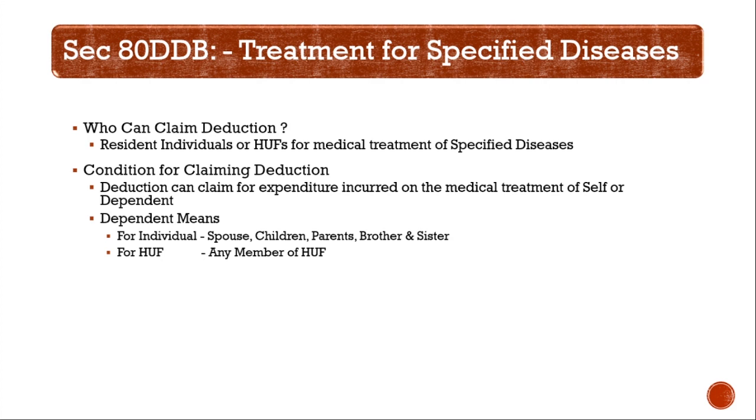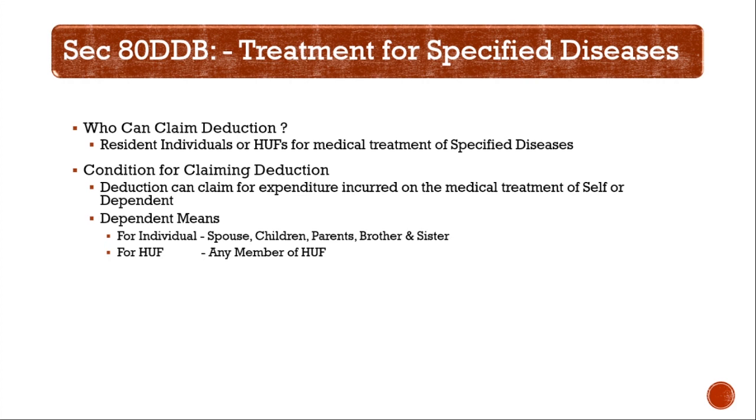Yeah, there are certain conditions. What are the conditions? Let us have a look. If any assessee is suffering with the disease and is incurring the expenditure, he can claim the deduction. If any dependent of the taxpayer is suffering with the disease and the taxpayer is incurring the expenditure, then he or she can claim the deduction. What does dependent mean here?